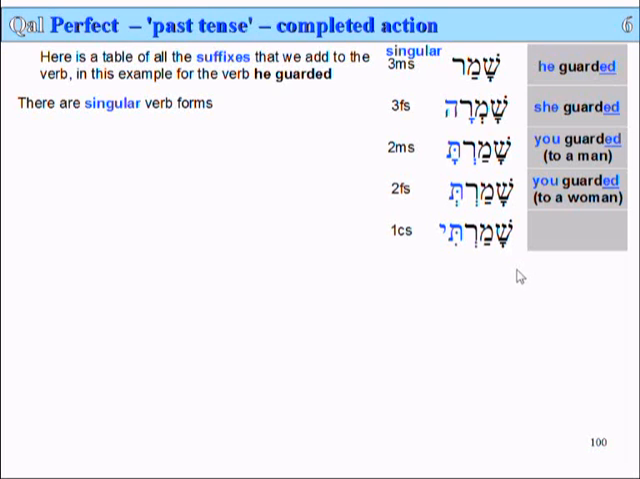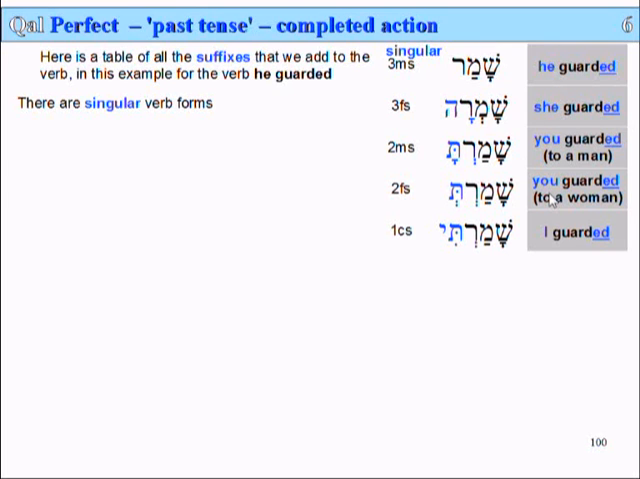And if I want to say I guarded, I say Shamati. Shamati. I add this tav and yod. So this is how in Hebrew, when we use a doing word, a verb, and we're doing something, we have to say who's doing it. He guarded, she guarded, you guarded. In English, we'd just have a separate word for you or he or she. And that's true in Hebrew.